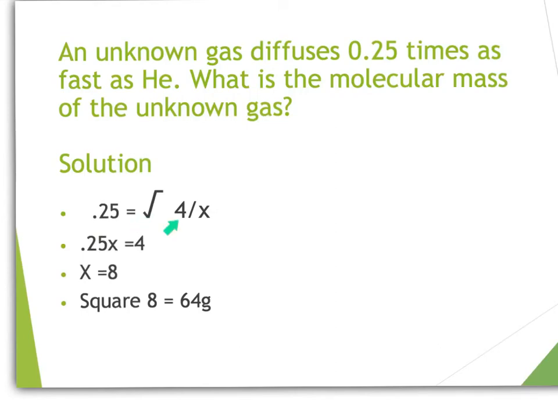We know that the molecular mass of helium would be 4, and again, helium is diatomic. However, in this problem, we do not know the molecular mass of our unknown gas. We simplify our equation, and so we get 0.25x equals 4. We solve for x, and we remember that we must square 8 in order to account for our square root of the problem. And we would have 64 grams as the molecular mass of our unknown gas.